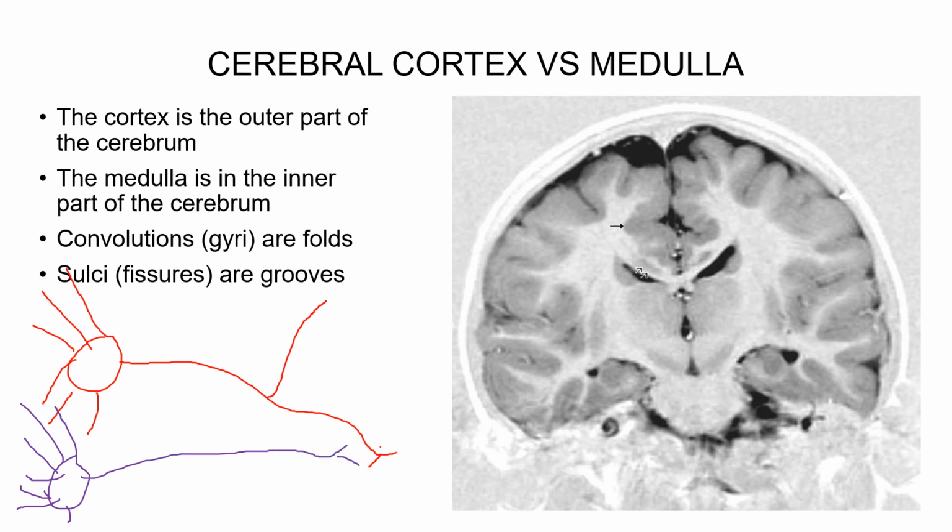So remember that the cell body and the dendrites generally are not myelinated whatsoever. They're naked, they're exposed, and what we called that was gray matter.